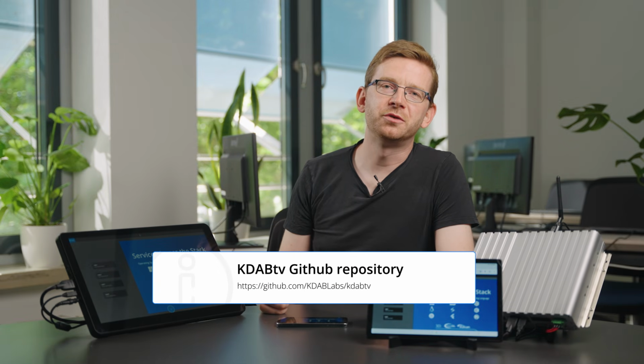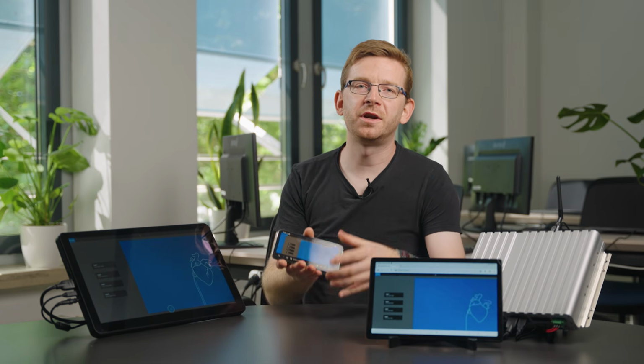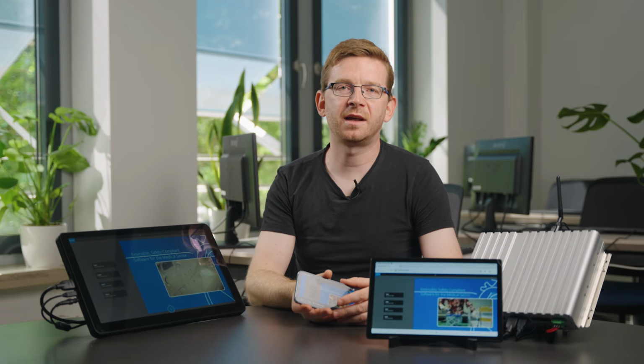You can download all of this code on GitHub in the KDAB TV GitHub repository. So how could this be used in the real world? The first scenario would be from no screen to screen. Just use your user's phone as the first screen. Imagine you already have a product line with screens, but you want to add another product variant without a screen. This is then a great option.